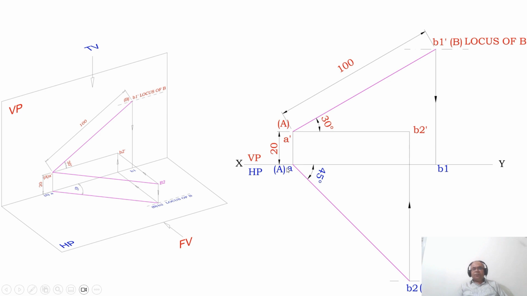Now you know the top view, this is the true length. Therefore, its corresponding front view should be parallel to XY. AB2 is the true length of the line in the top view. Its corresponding front view should be A dash B2 dash. Since A dash B2 dash is now parallel to XY in the front view, the corresponding top view AB2 is in true length. So that is the reason why you have denoted that by capital A and capital B.